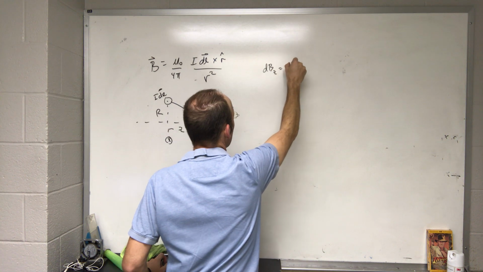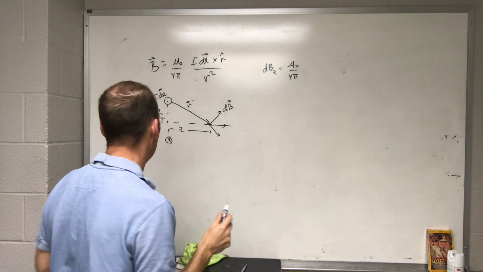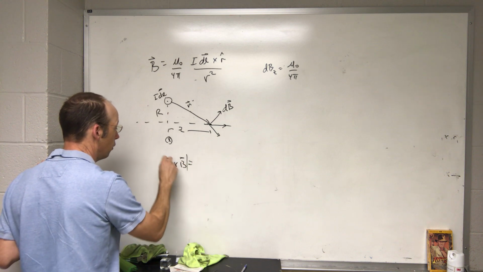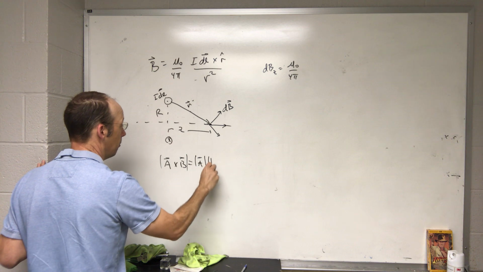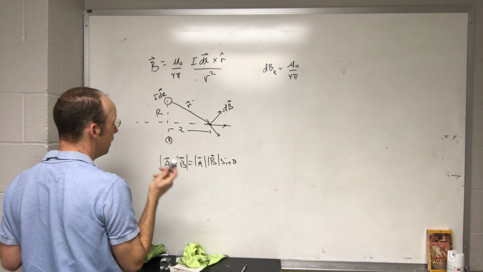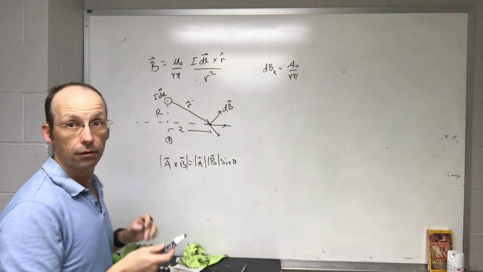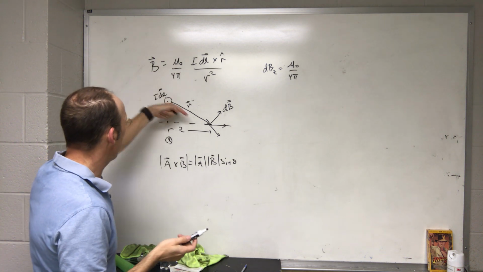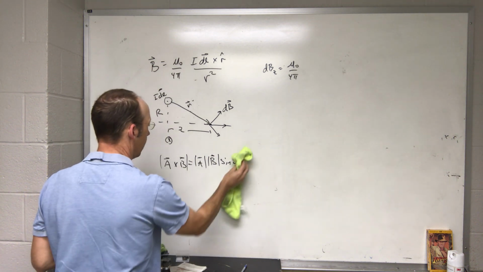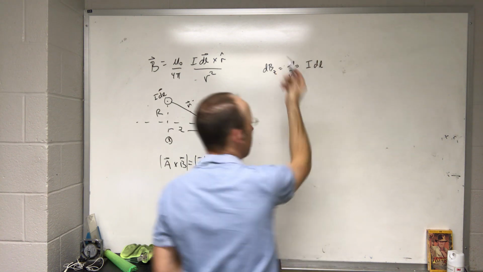dBz is mu naught over 4 pi. Okay, now here I can also use the other definition of the cross product. If I have A cross B, the magnitude of A cross B is the magnitude of A times the magnitude of B times the sine of the angle between them. So in this case, that angle is always going to be 90 degrees, so sine of 90 is 1. Because look, r is that way. r and I dl are always perpendicular. So that's good. I'm just going to say this is going to be I dl. r, the magnitude of r hat is what?